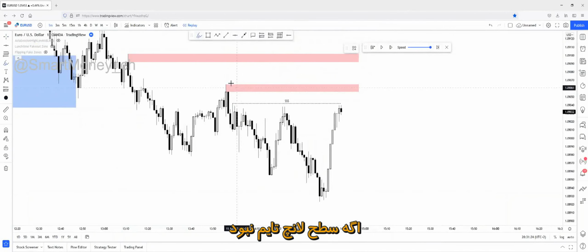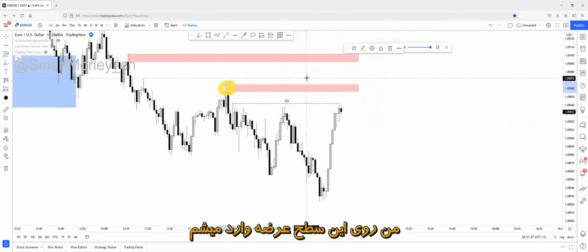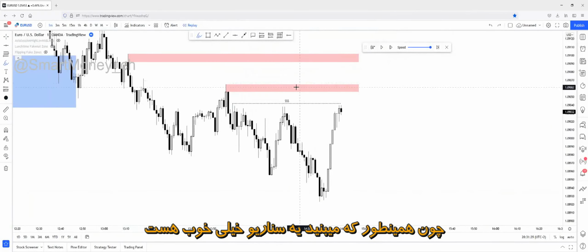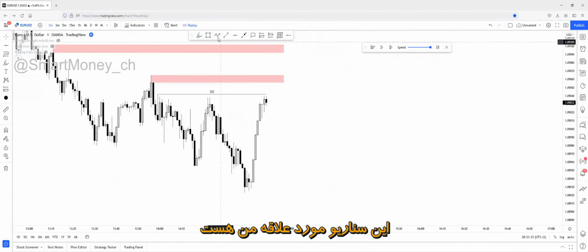And if the supply zone wasn't a lunchtime zone, I would freely use an entry limit on this supply zone, because this is a perfect scenario, as you can see. Basically, it's my favorite scenario, right? Let me just draw it for you.